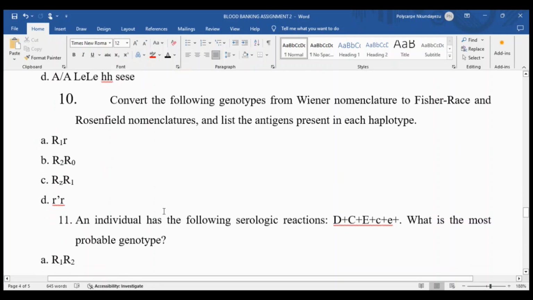So this one, we are going to convert the following genotype from Wiener to Fisher-Race and Rosenfield nomenclature and list the antigens present in each haplotype. Okay, quickly, what can we say for R1, small r? Yes. Yes, Caroline.